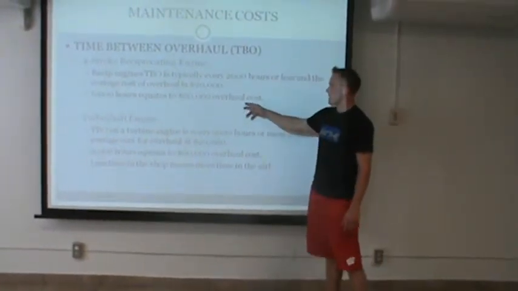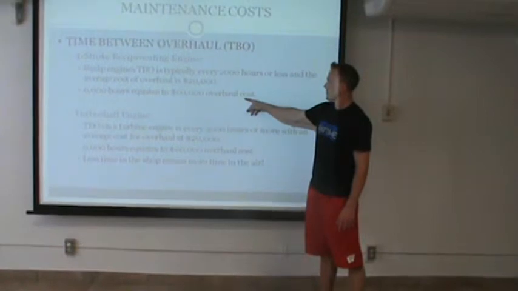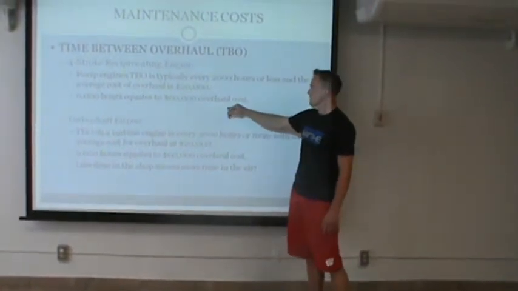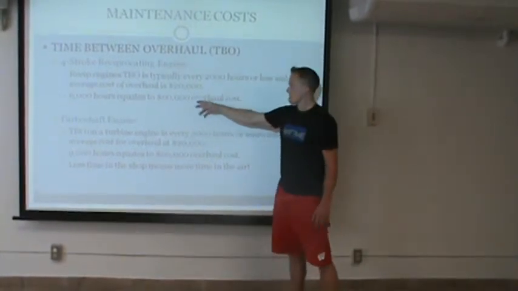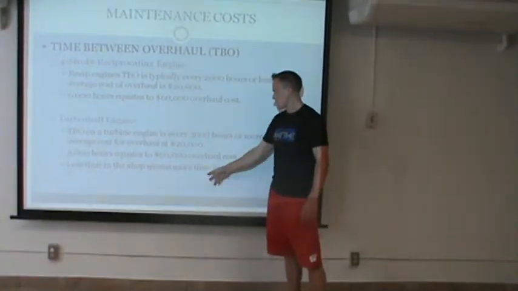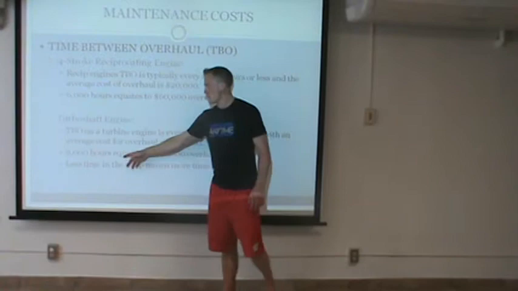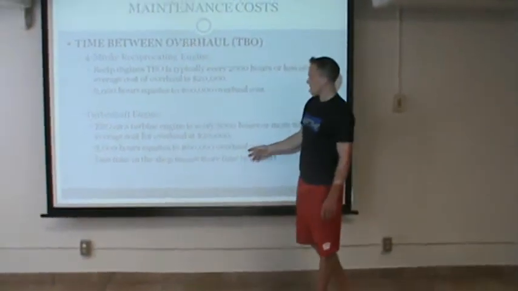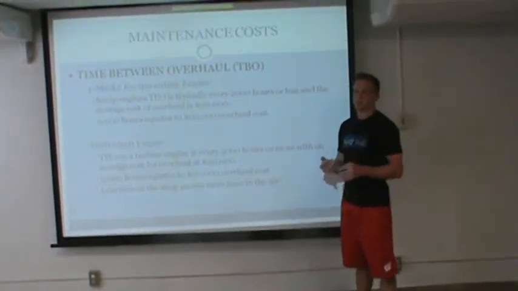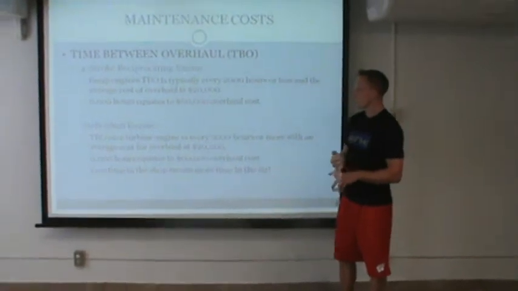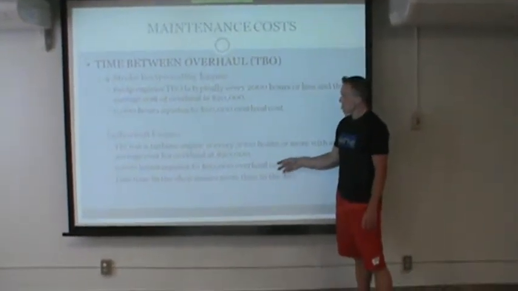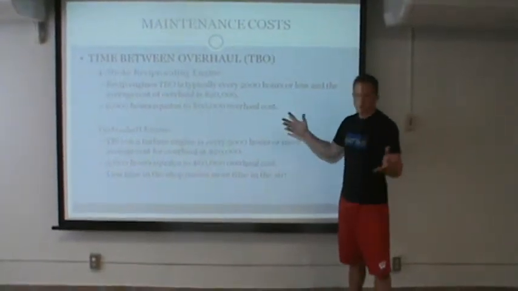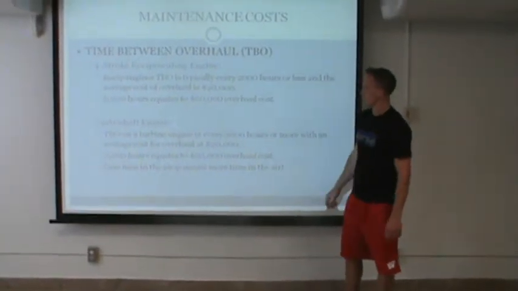So if you break it down, you're looking at 6,000 hours on a reciprocating engine. It's going to give you $60,000 overhaul cost. Well, if you spend that same $60,000, if you buy a turbine engine, you're going to get 9,000 hours on that. If you're able to fly more, you're able to make more money. If you're renting out your aircraft, or if you're just up for pleasure, you're going to get more flight time in regards to the $60,000 that you're spending on your maintenance costs.